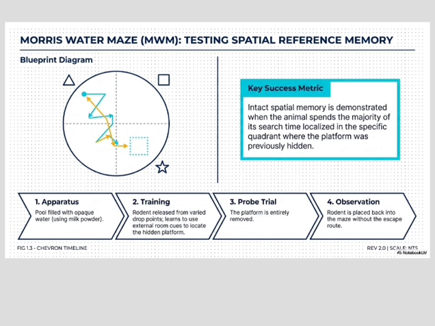Acquisition trial: the animal learns the platform location across repeated sessions. Important parameters include escape latency, path length, swimming speed, and search strategy. In the probe trial, the platform is removed. Memory retention is assessed by measuring the time spent in the target quadrant and the number of crossings over the former platform location.